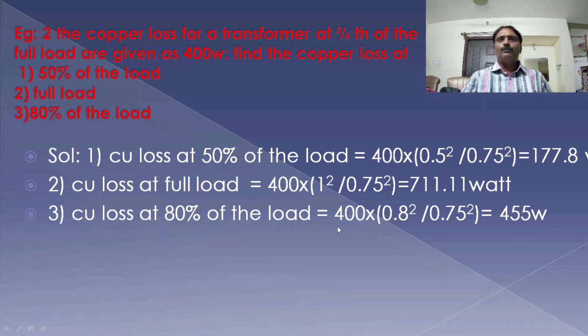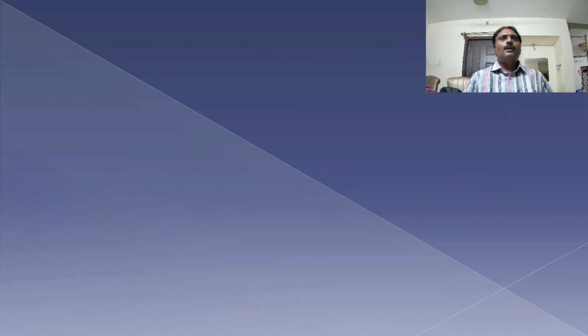The logic is very simple. Whatever copper loss is given for us at a particular load, we have to consider here, and that load is to be kept in the denominator square, and the load at which we have to find out the copper loss is to be kept in the numerator. So as simple as that. I hope that this information is very much useful to you.